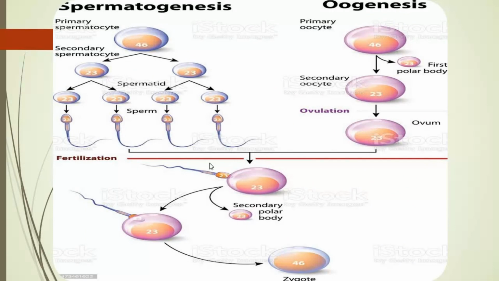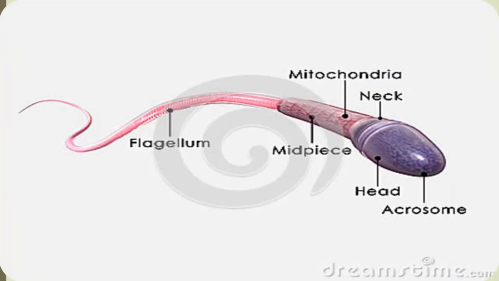All right, and this here is showing how the fusion of the sperm and the ovum takes place, the process of fertilization. If you haven't watched our video on fertilization, the link will be in our bio. Go and watch it. This is a mature sperm cell that is produced, which has the head.